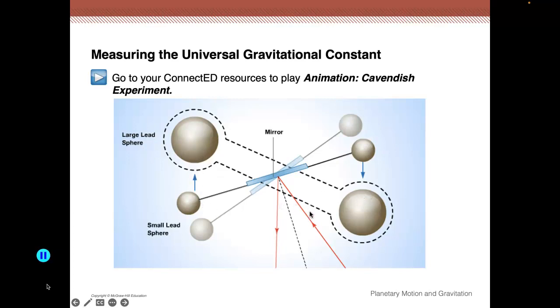And he took that angle and put it into the law of universal gravitation equation, and he was able to come up with a value for G, the one that we use, at 6.67 times 10 to the negative 11th newtons times meters squared per kilogram squared. And so that's where that number came from.